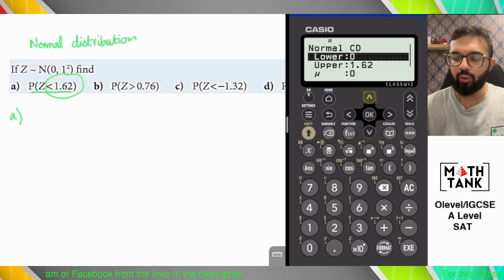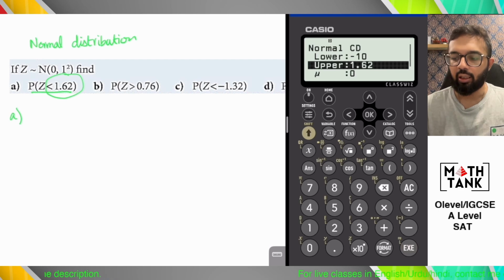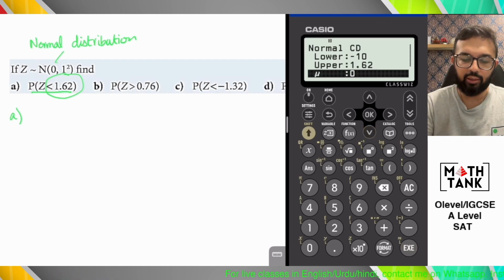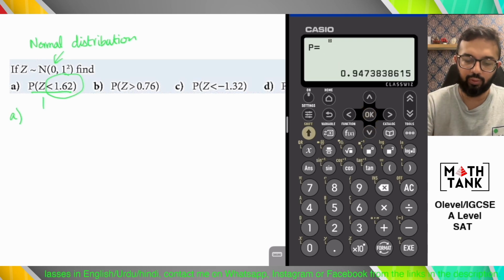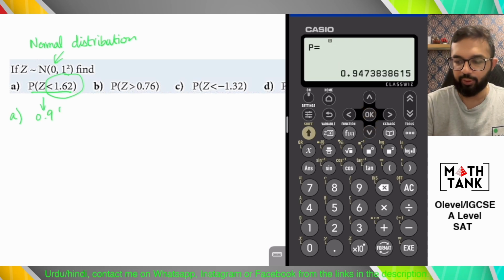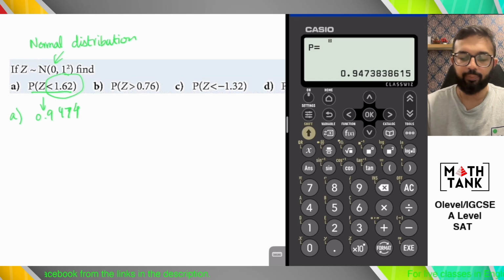What is your lower boundary? If no lower boundary is available, you just plug in -10 and you get your answer. You see that your mu is 0 and your standard deviation is 1. So you go down and just execute, and this should give you your final answer. That's 0.94738 or 74 for that matter.